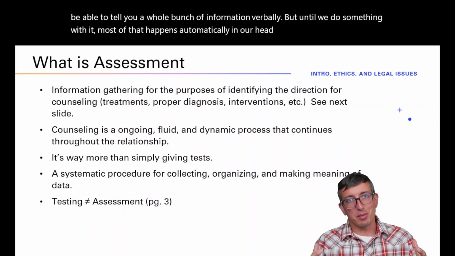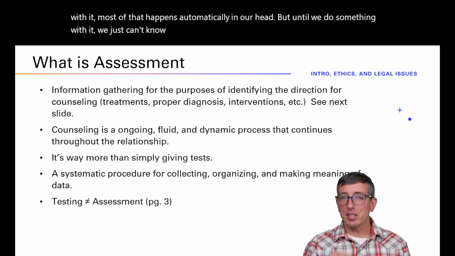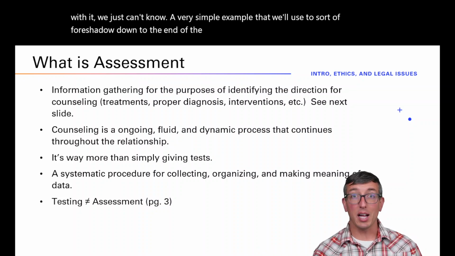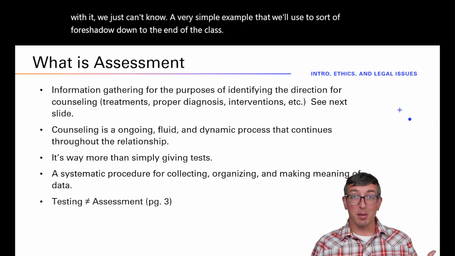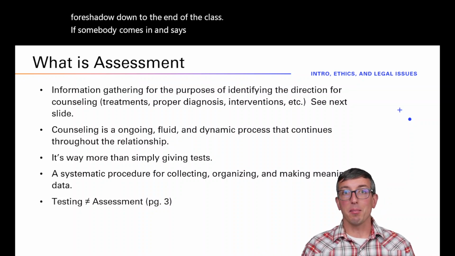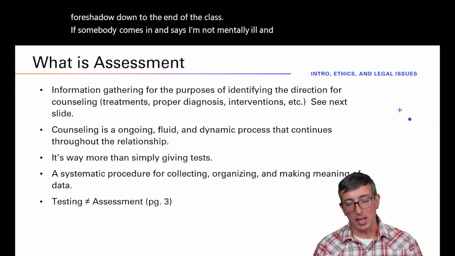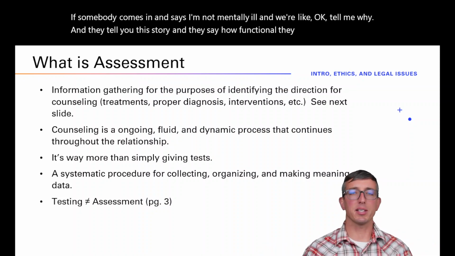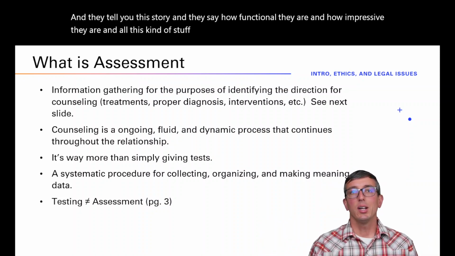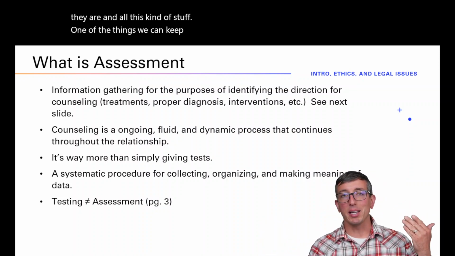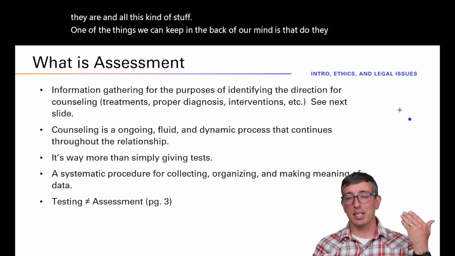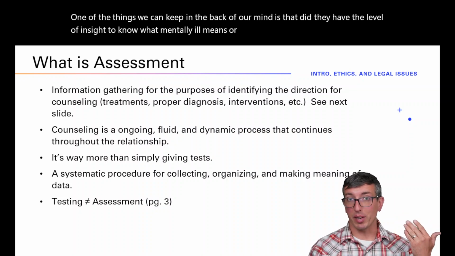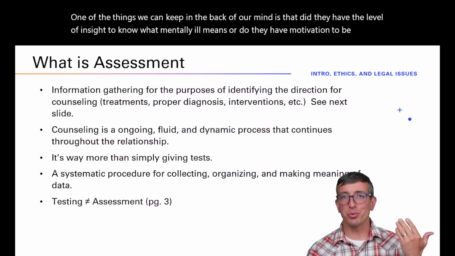But until we do something with it, we just can't know. A very simple example that we'll use to foreshadow the end of the class: if somebody comes in and says, I'm not mentally ill, and we say, okay, tell me why. And they tell you this story and say how functional and impressive they are. One of the things we can keep in the back of our mind is, do they have the level of insight to know what mentally ill means? Or do they have motivation to be untruthful with us?